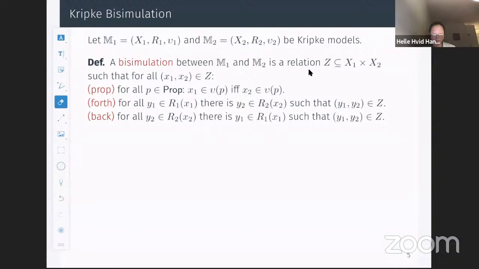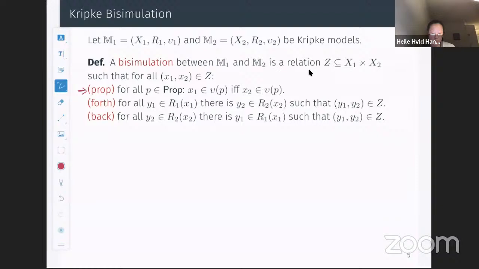A bisimulation between two Kripke models is a relation between the state spaces such that if you have a pair x1, x2 in the relation, then first of all, they must satisfy the same atomic propositions. The idea is, of course, that two states are bisimilar if they are, let's say, observationally equivalent. So we cannot have a failure already at the atomic propositional level. The two states need to satisfy the same atomic propositions.